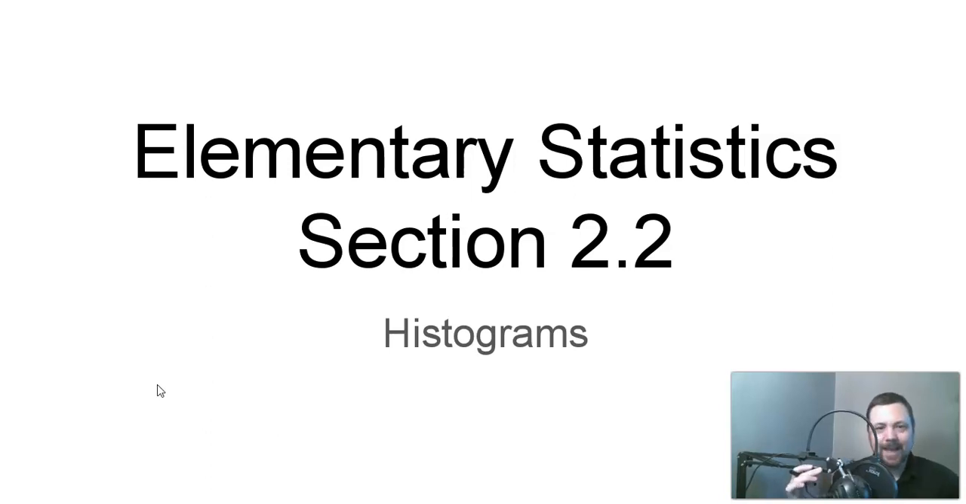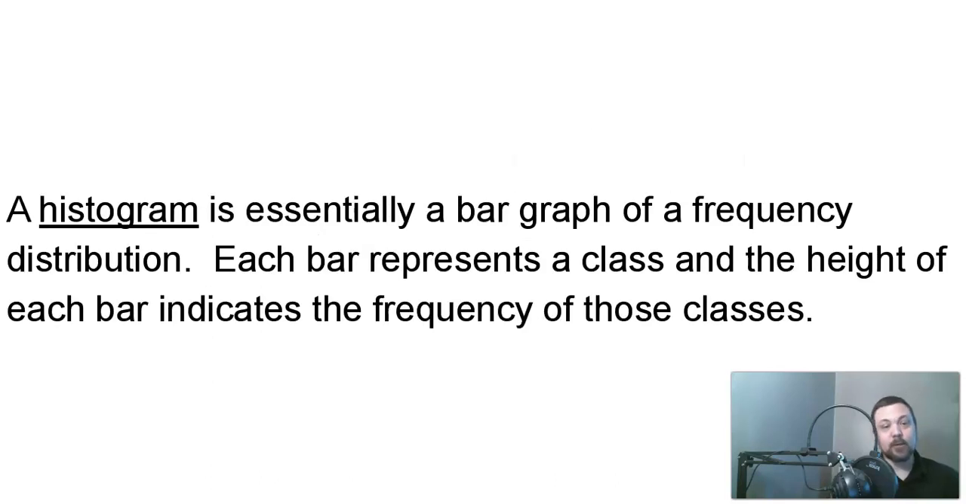In this video, we're going to take a look at section 2.2 on histograms. A histogram is essentially a bar graph of a frequency distribution. We looked at the topic of frequency distributions in section 2.1, so if you haven't watched that video yet, you should probably watch that one first before proceeding any further with this video. Each bar represents a class, and the height of each bar indicates the frequency of that class. It's basically taking a frequency distribution, which is a table, and converting it into a bar graph.